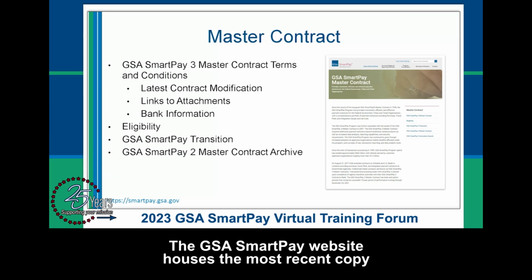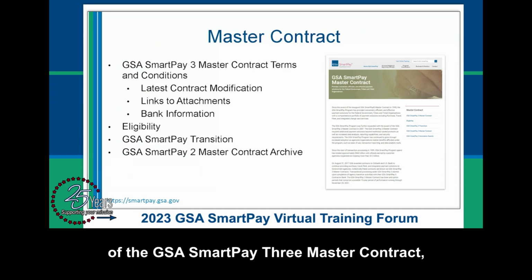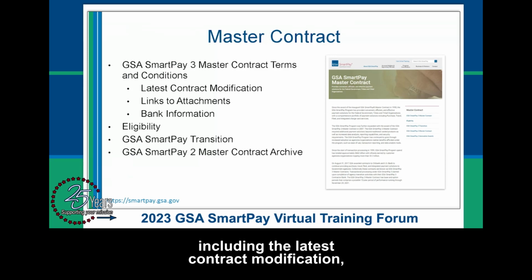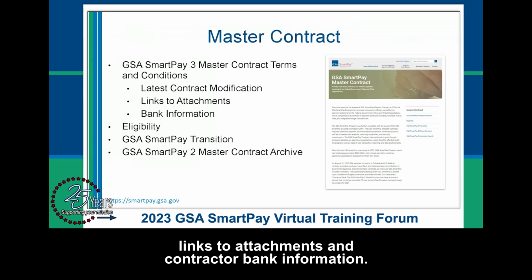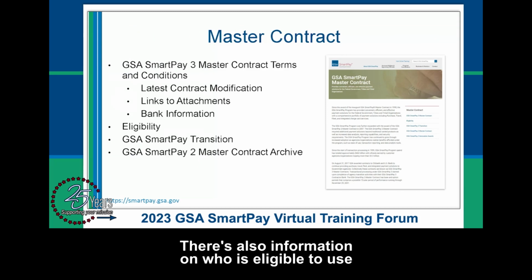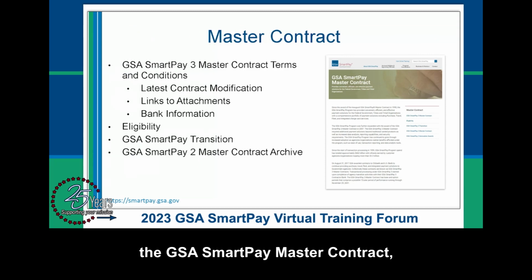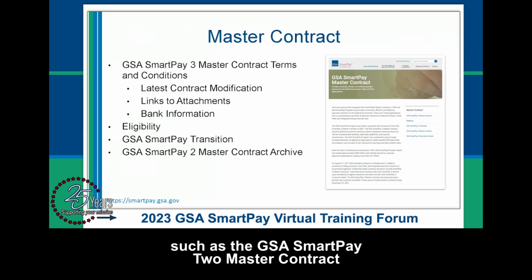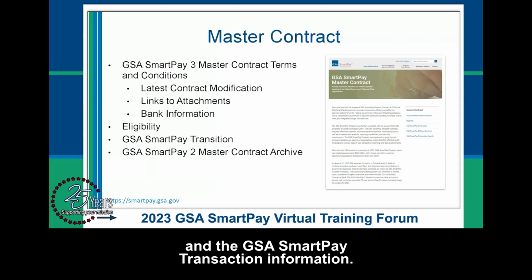The GSA SmartPay website houses the most recent copy of the GSA SmartPay 3 master contract, including the latest contract modification, links to attachments, and contractor bank information. There's also information on who is eligible to use the GSA SmartPay master contract, as well as historical information such as the GSA SmartPay 2 master contract and the GSA SmartPay transaction information.